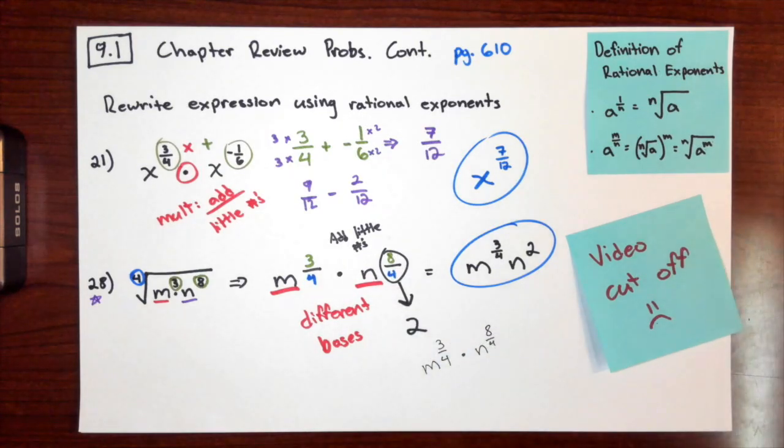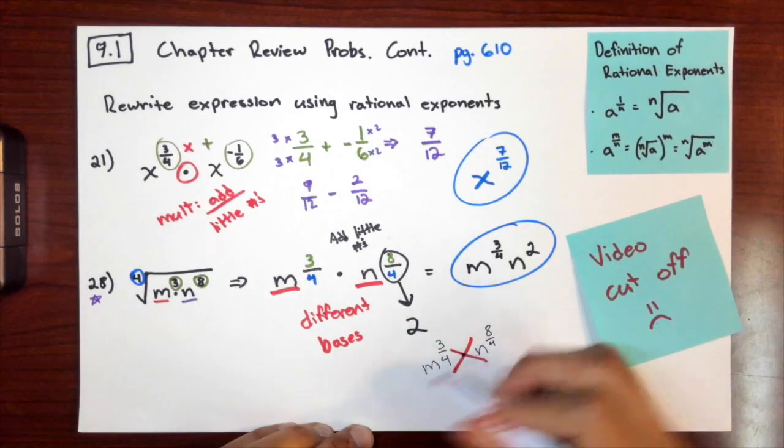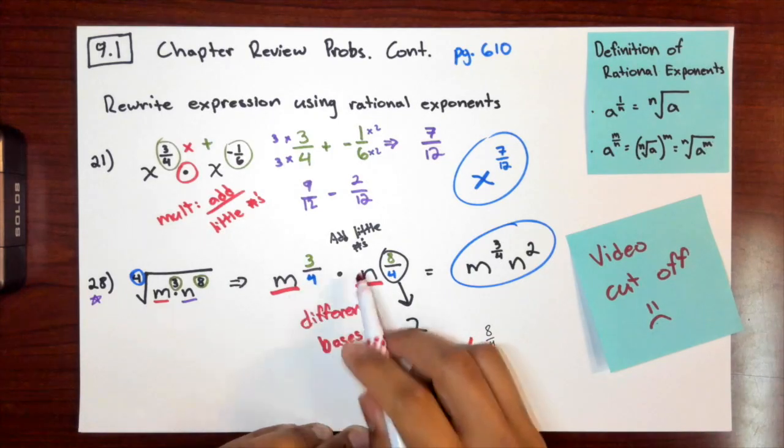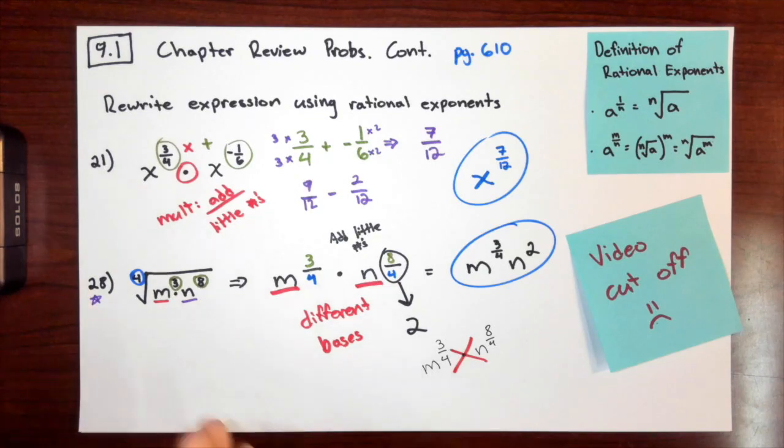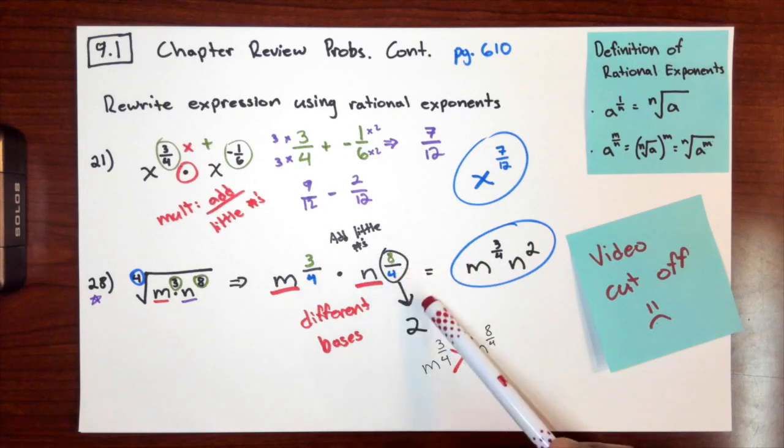However, we cannot do that in this case because they are different bases. Since m and n are a different base, we cannot merge those two together. Now, since we can't merge them, we're just going to have each one of them as a variable. 3 over 4 is simplified, but here 8 over 4 simplifies into 2, and that's how we got that final answer there.